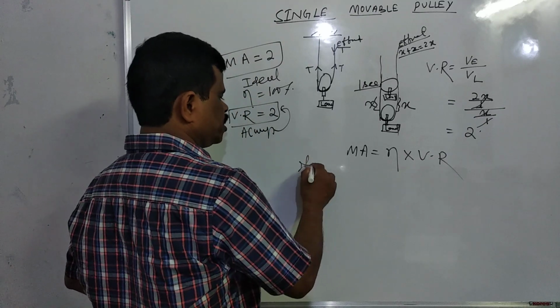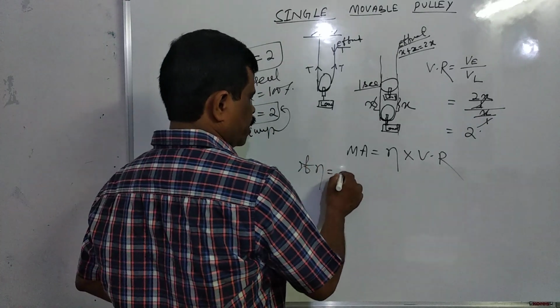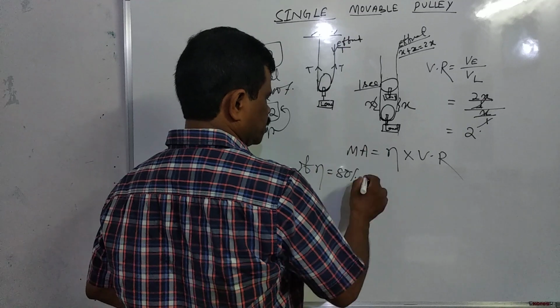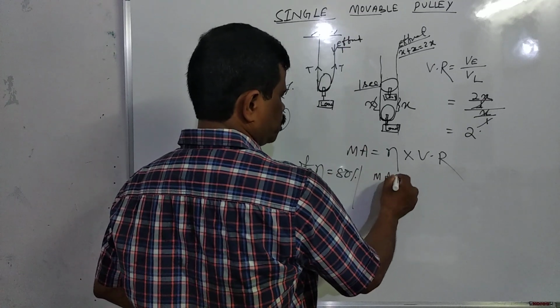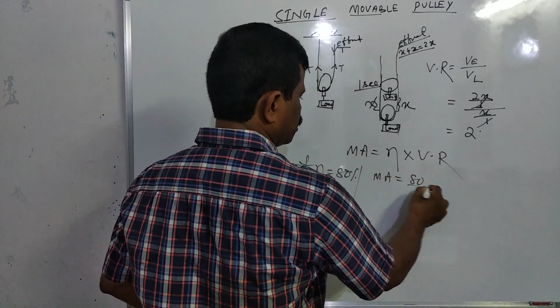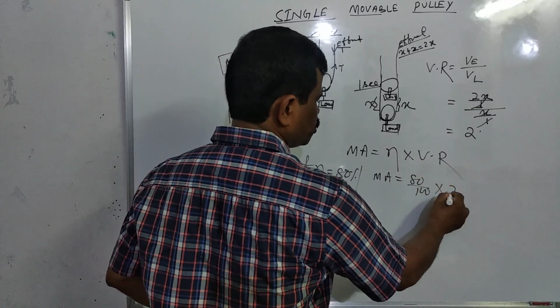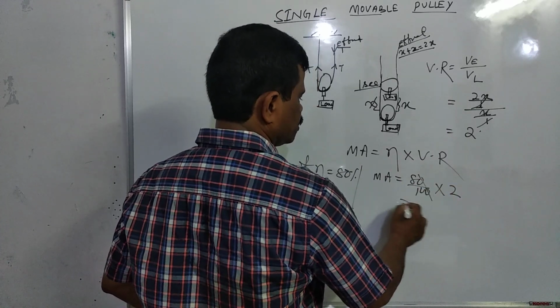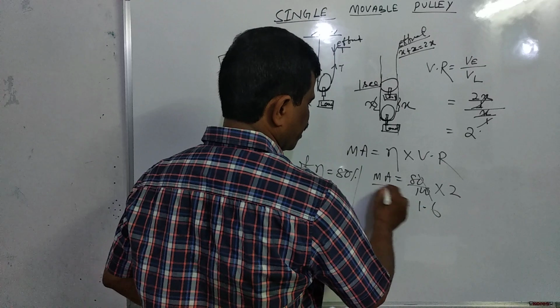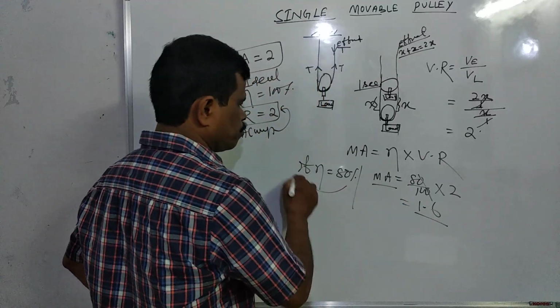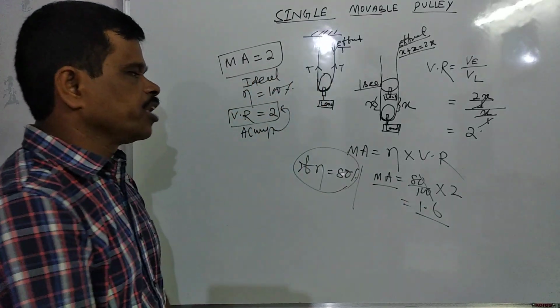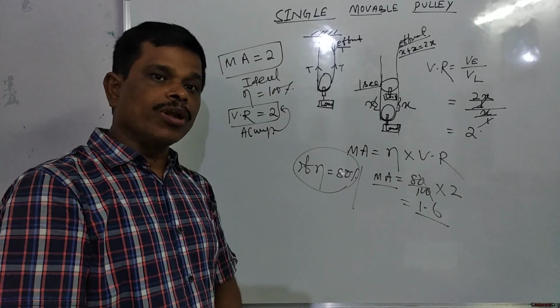Suppose the efficiency is equal to 80%, then mechanical advantage is equal to 80 divided by 100 into velocity ratio 2. So this cancels, 16, 1.6. So mechanical advantage is 1.6. If the efficiency is 80%, then mechanical advantage is equal to 1.6.